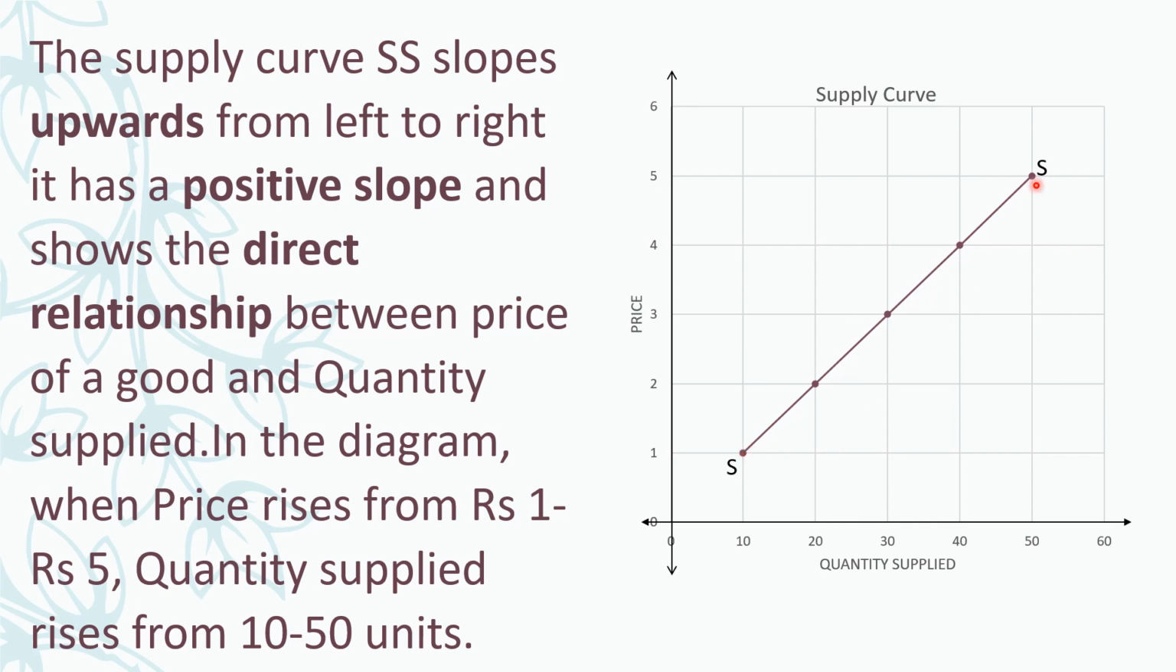It slopes upwards from left to right. This shows us that there is a direct relationship between price and quantity supplied. When price rises, quantity supplied rises, and when price falls, quantity supplied as well falls. So this proves the law of supply to be true. So we have learned the law of supply with the help of a schedule and a diagram.